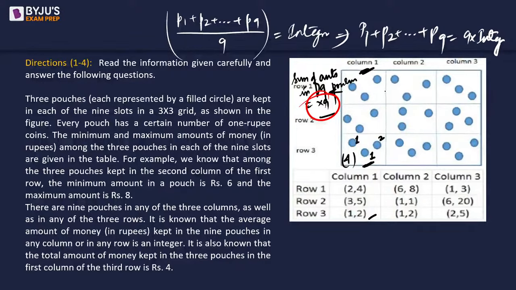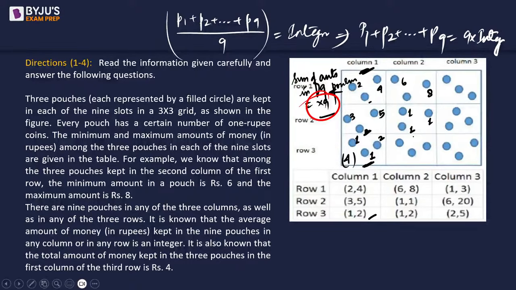Also, let's look at each cell. The first cell says 2, 4. So one is 2, another is 4. We don't know what this number is. It can be 2, 3, 4. Similarly, row 2, we have a 3, we have a 5. This could be 3, 4, 5. Right? This we also don't know. Row 1, column 2, this is 6, this is 8. It could be 6, 7, 8. Row 2, column 2, this is 1, this is 1. So this also will not be 1.